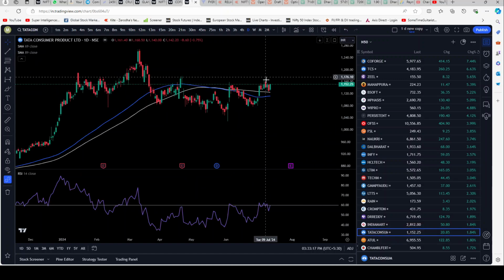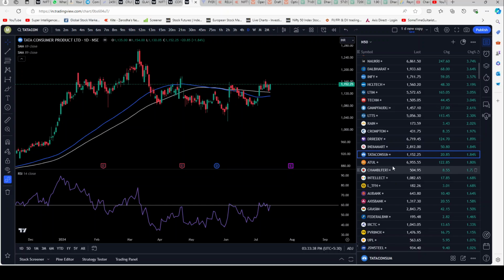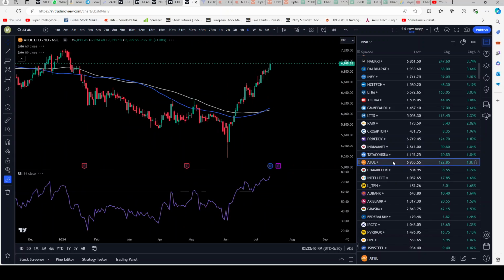Tata Consumer, it's trying to break out of the RSI 60 and trying to go up over here above 69.89 also. We should keep this in our watch list. See, when bad news will come and when the stock market will start going lower, at that point of time, you'll find the consumer stocks picking up. That is generally how I think it works in my view.